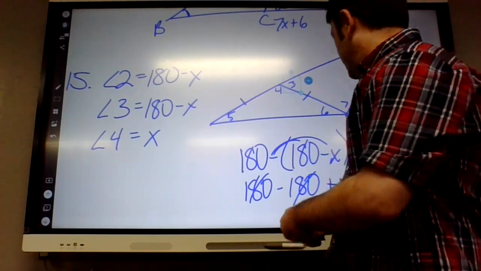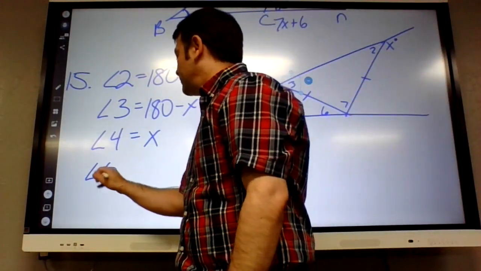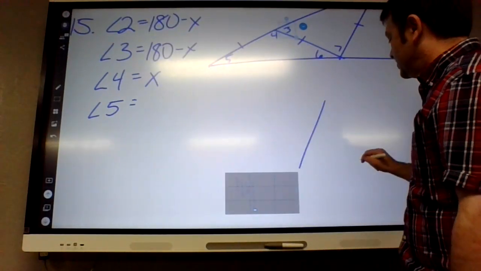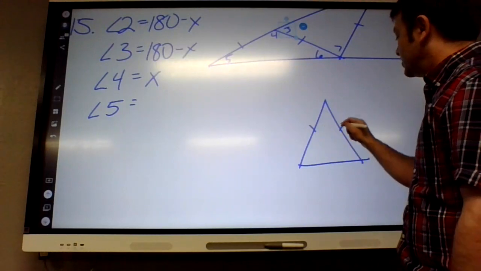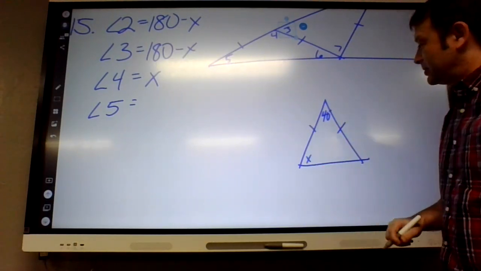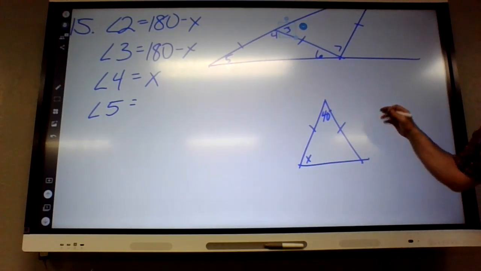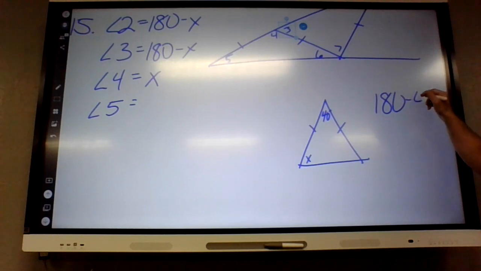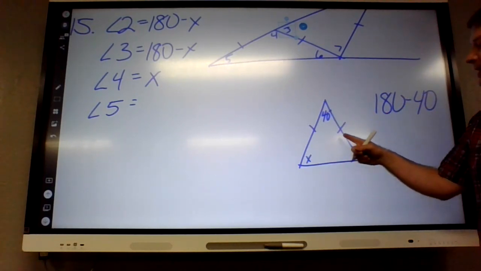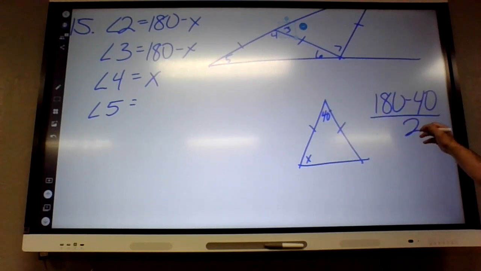Okay, now we're getting trickier. How could we find angle 5? Maybe I'll pause here again, ask you another question. If this is 40, how do I find one of these angles? Well, it's going to equal 180 minus 40, you guys are saying it backwards. That'll give you these two angles together. Since they have to be the same, you just divide it by 2, right?